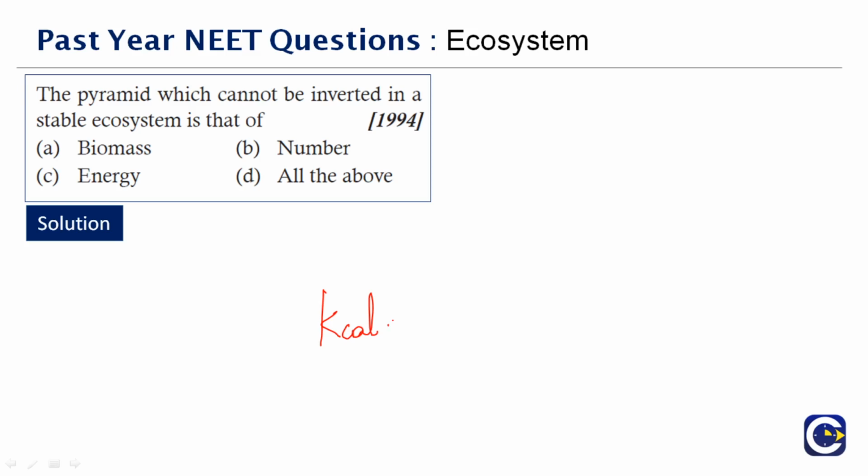Okay, so the energy, when it flows from one trophic level, it moves in one direction. Therefore, the correct answer to this question is option C, energy pyramid.